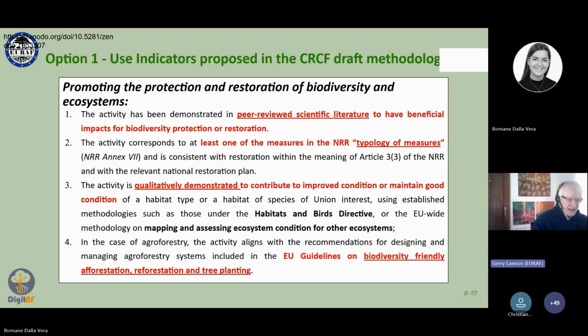It should also potentially contribute to one of the measures mentioned in the Nature Restoration Regulation typology of measures, and it should be shown to be relevant to the habitats which the member states report under the Habitats and Bird Directives. The specific case for agroforestry is that it should also conform to the guidelines produced by DG Klima for biodiversity-friendly afforestation, reforestation and tree planting. So people doing carbon farming projects for agroforestry should read this document and make sure they comply with it.